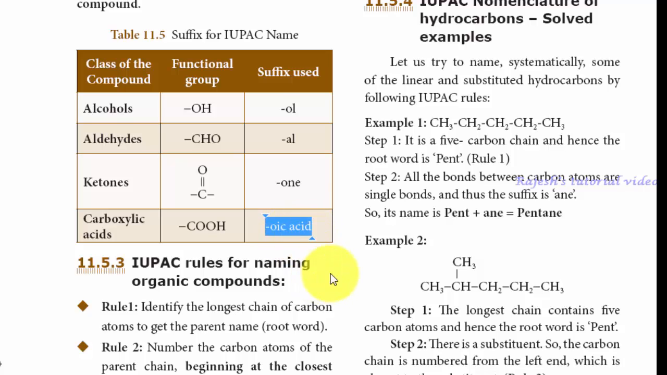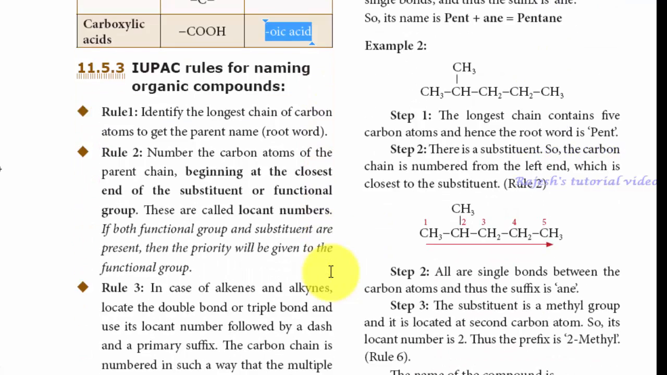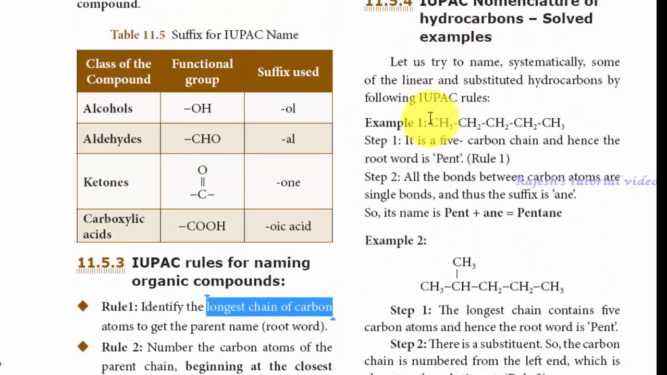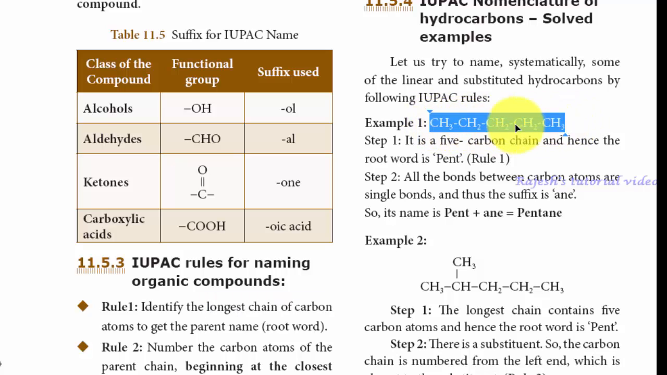Next is IUPAC rules for naming organic compounds. You have a set of rules to make it easy to name the compounds when you follow them. First, we have to identify the parent name or root word. We have to identify the longest chain of carbon atoms. If it is a linear chain, no problem. Starting from left to right, you can number the carbons and find out the number of carbon atoms in the compound, and you can find the root word, whether it is 3 carbon, prop, 4 carbon, but, and so on.